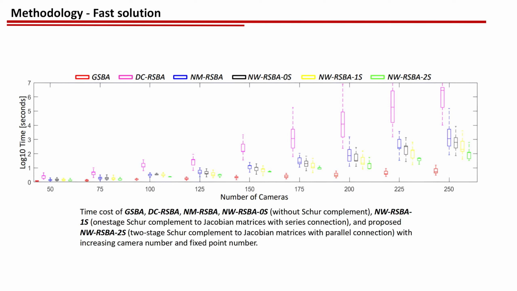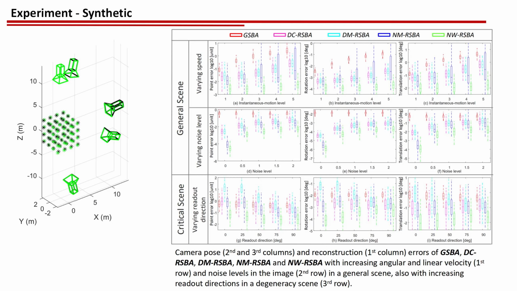In the experiment, we first test our method in a synthetic environment. We simulate 5 RS cameras located randomly on a sphere pointing at a cubical scene, as shown on the right. We compare all methods by varying the speed, the image noise, and the readout direction. The results are obtained after collecting the errors over 300 trials per epoch. We measure the reconstruction errors and pose errors. As shown in this slide, our method achieves the best accuracy in all scenes.